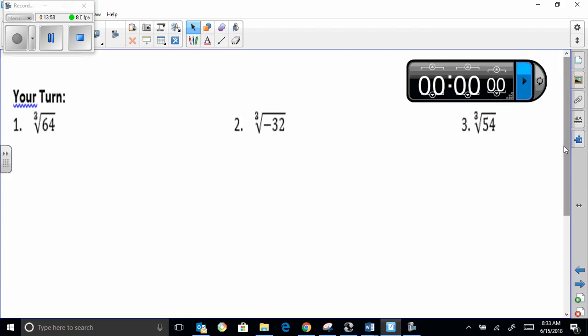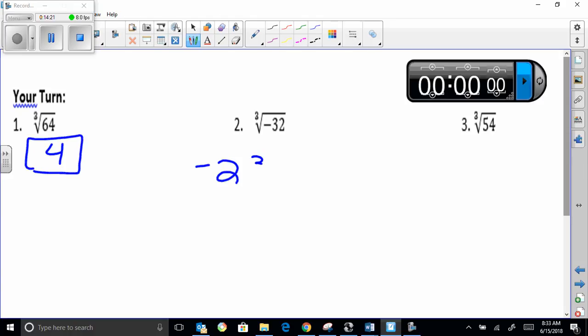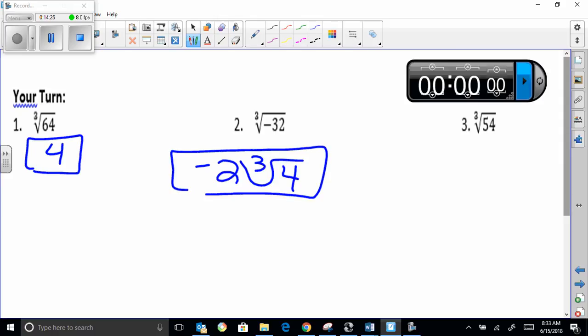Okay. If you would take a moment and pause, complete your turn sections numbers 1, 2, and 3, and then take the time to come back and check and verify that your answers are correct. Okay, so now let's check our answers. Number 1 should be 4. Number 2 should be negative 2 times the cube root of 4. And number 3 should be 3 times the cube root of 2.